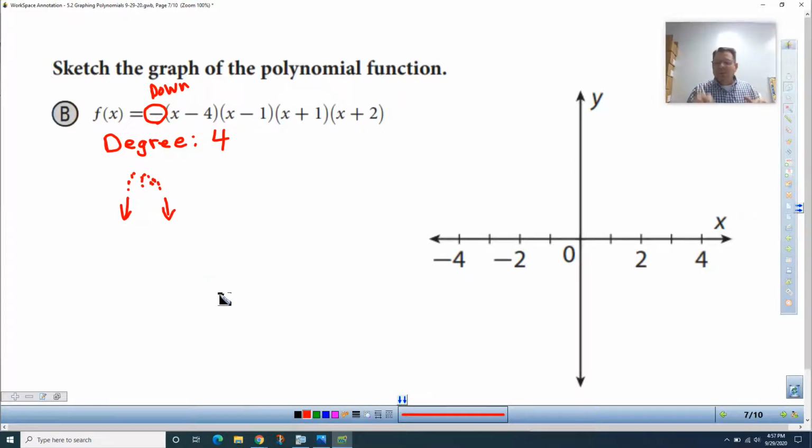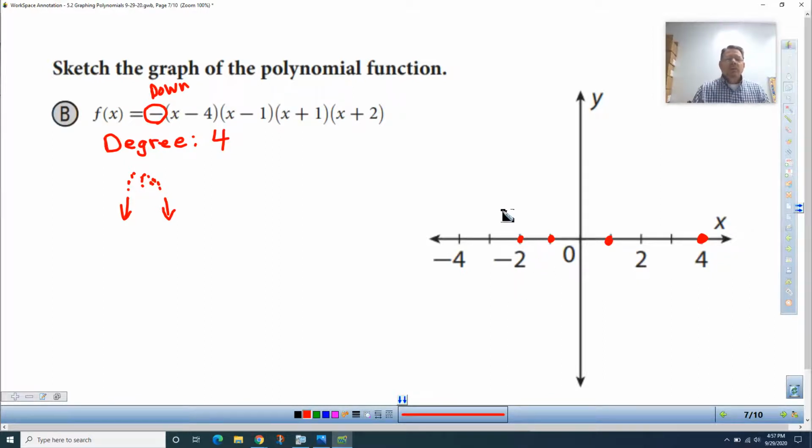But it's going to be both down, okay? So then I got my x-intercepts. So we got 1 at 4. Positive 1. Okay, that's positive 1 plus minus 1 will be 0. Then negative 1, and then negative 2. Okay, those are my zeros, my x-intercepts.